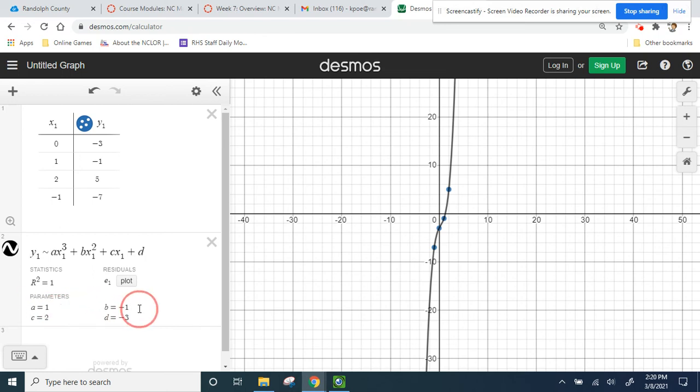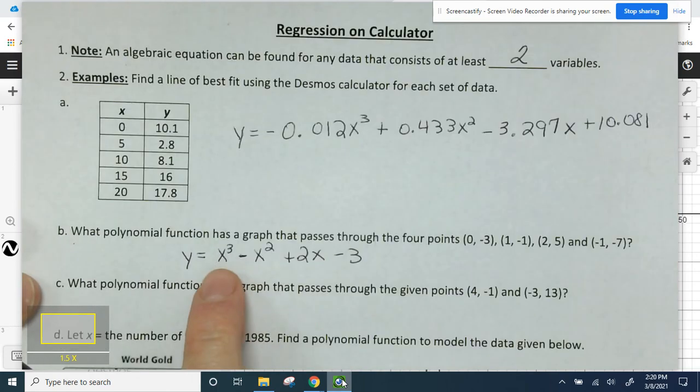And again, right here are your a, b, c, and d's. So we're going to write y equals 1x cubed, so I don't have to put the 1, minus 1x squared, again, I don't have to put that 1, plus 2x minus 3. And that's what it's going to look like.